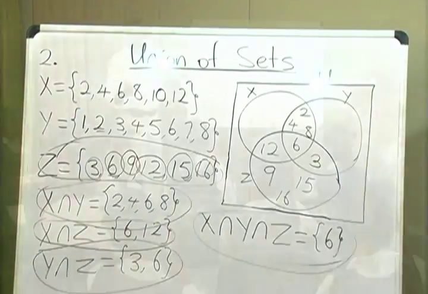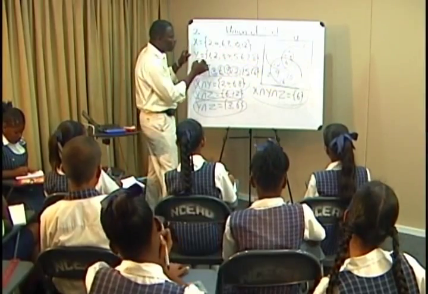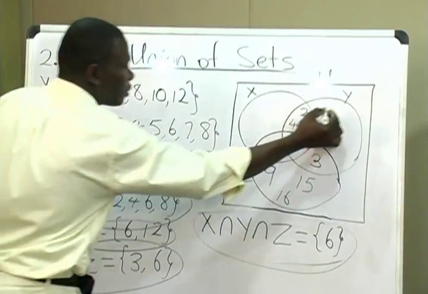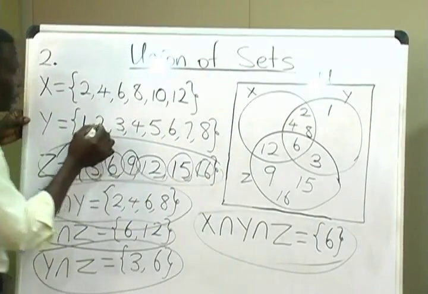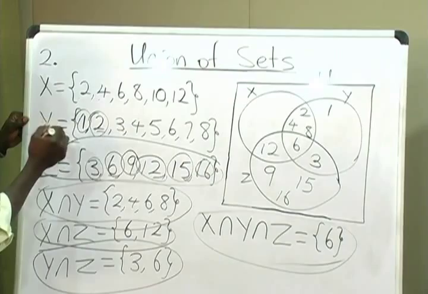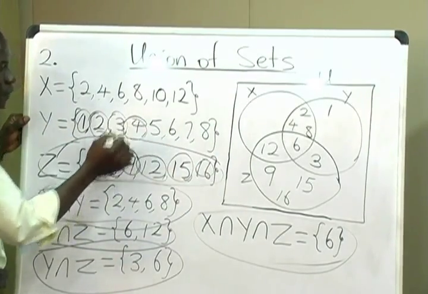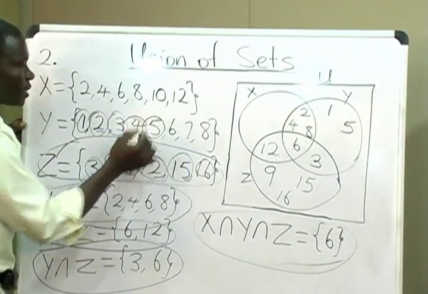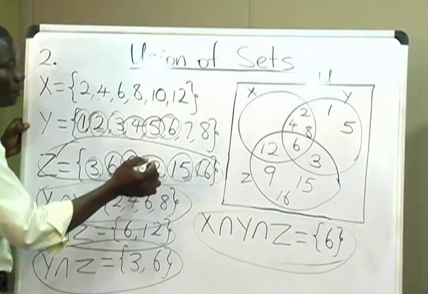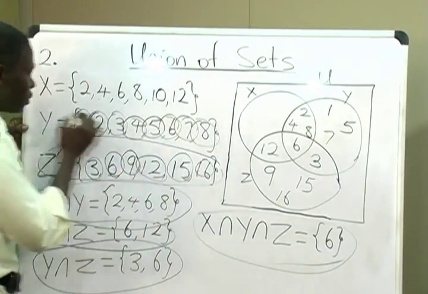Okay? Yes, sir. Then we come to Y. Do we have 1 already? No, sir. So we put it in. 2? Yes, sir. So we don't put it in. So we finish with these two. 3? Yes, 3 is there. 4? Yes, 4 is there. 5? No, so we add in 5. 6? Yes, sir. 7? No, so we add in 7. 8? Yes, sir. So we finish with this here.